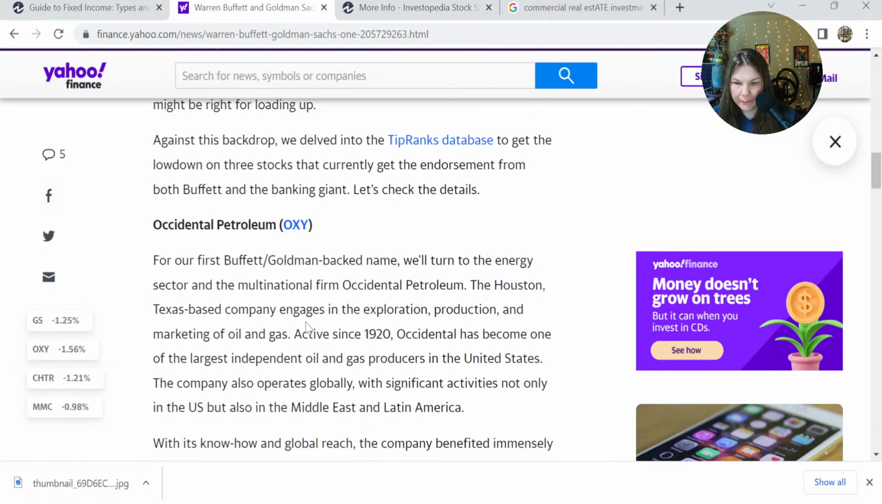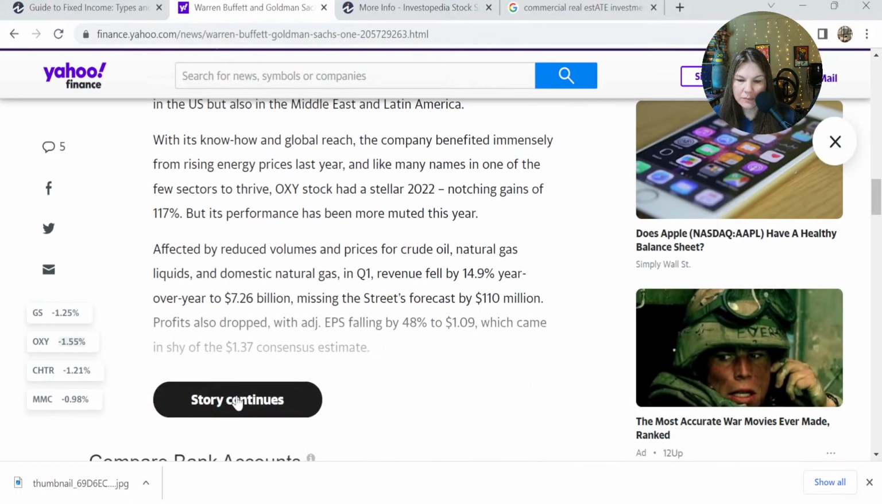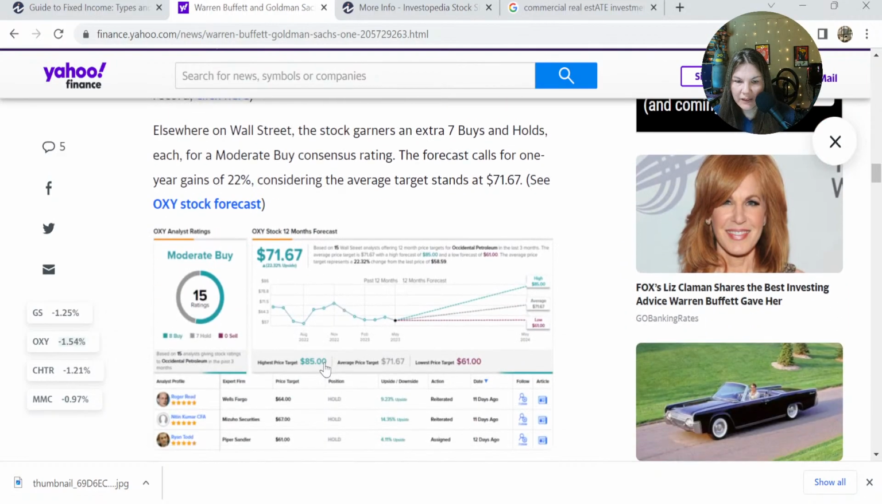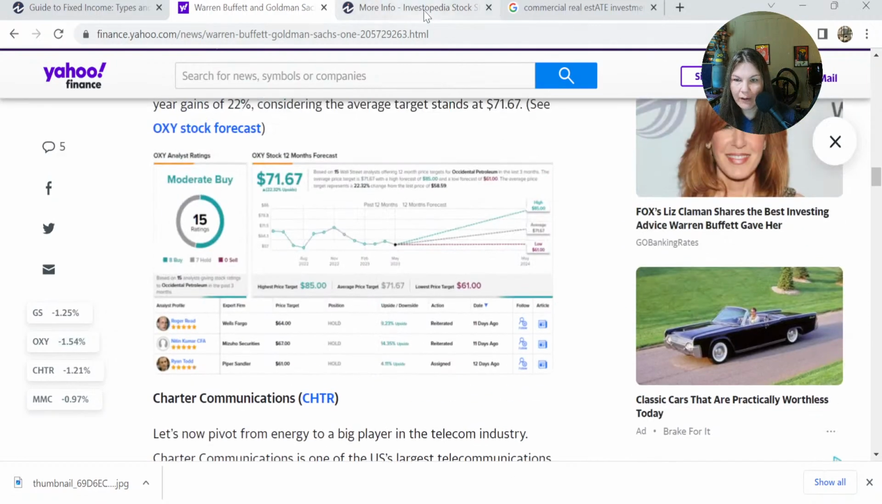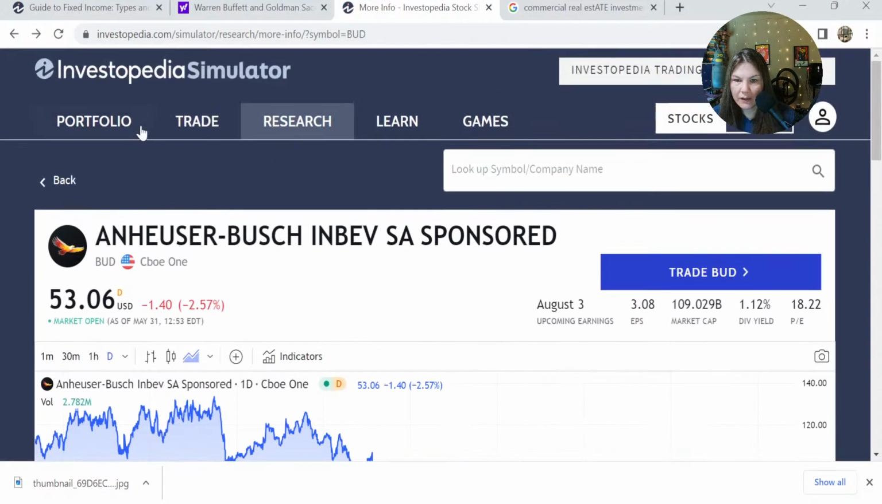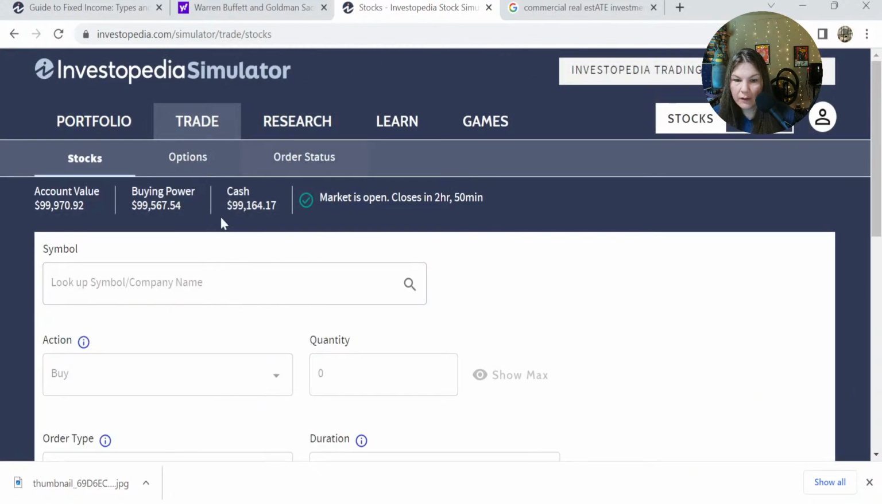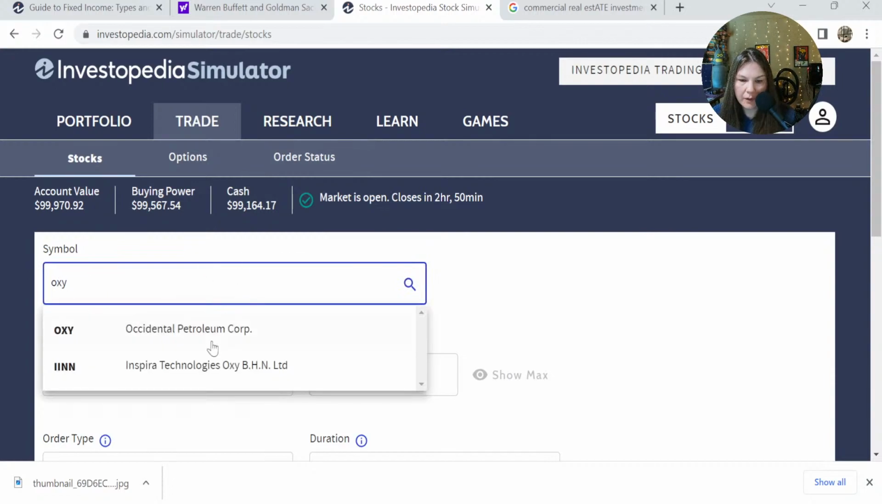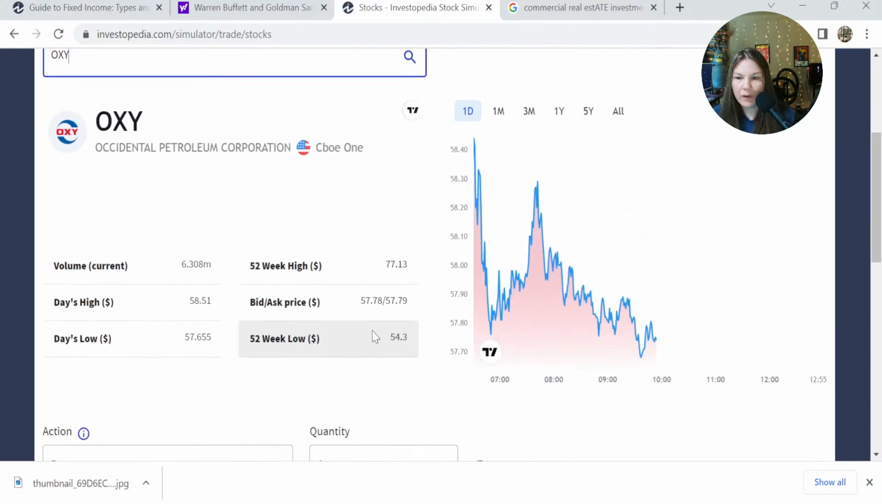Occidental Petroleum. So, a Houston, Texas-based company engaged in exploration, production, and marketing of oil and gas. Seems like something you should be in. Oxy. Well, let's check out Oxy. Where's Oxy? Nope. Portfolio. Trade. Type it in. OXY. Yep, Occidental Petroleum Company.